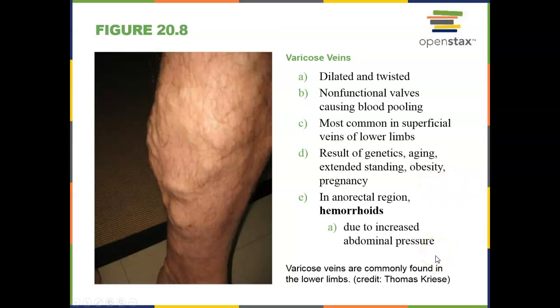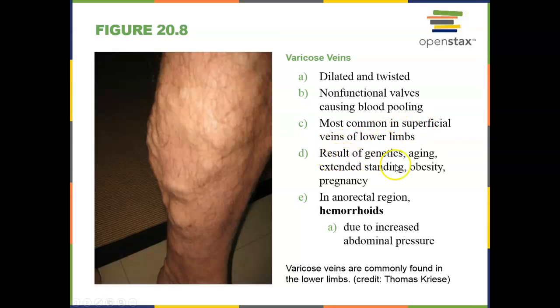One problem that we see in veins is varicose veins. Varicose veins are typically associated with superficial blood vessels, so they're the ones that are close to the surface, so you can see them, that are very dilated, that have valves that don't function properly, and this causes pooling of blood, which causes these bumps. Varicose veins are most common in the veins of our legs.